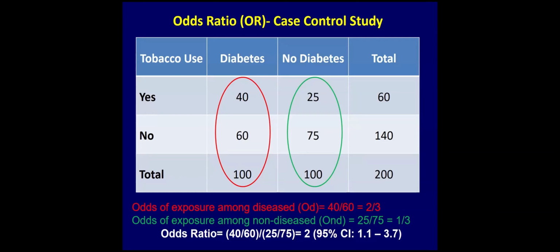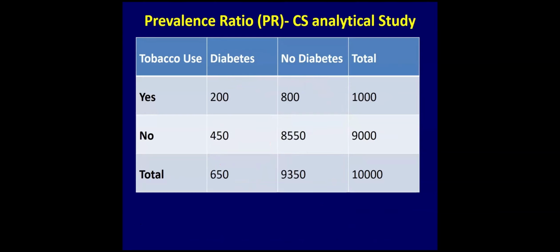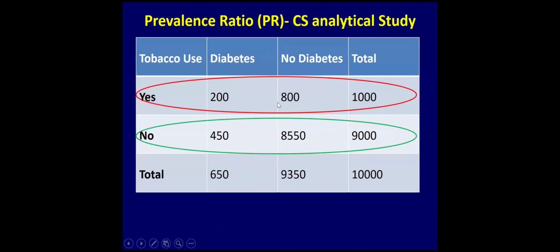Okay, let us move to the next one. So we saw cohort study, we saw case control study. Now we are jumping to cross-sectional analytical study. This is just, we are collecting both exposure and the outcome at the same point of time. Let us take this. We are collecting whether someone is using tobacco, and also we are assessing whether they are diabetic. So what is this measure? What measure will I get? Incidence or prevalence? What we get is prevalence.